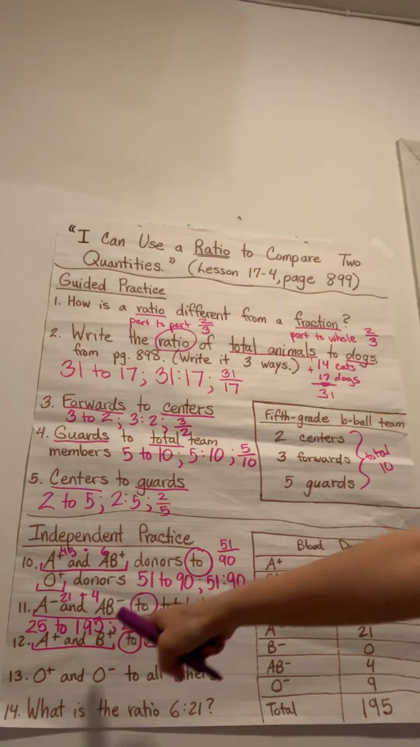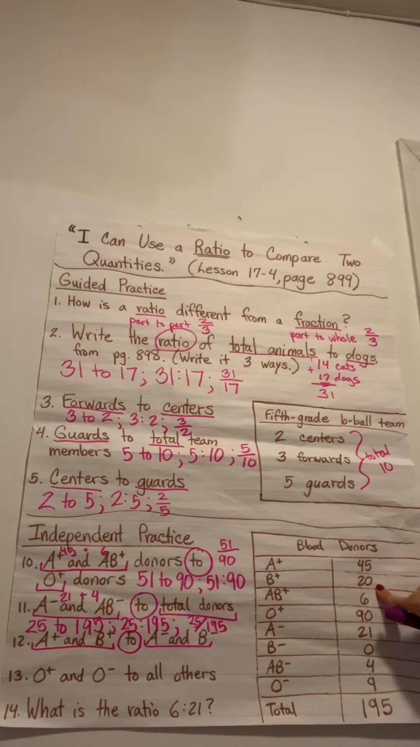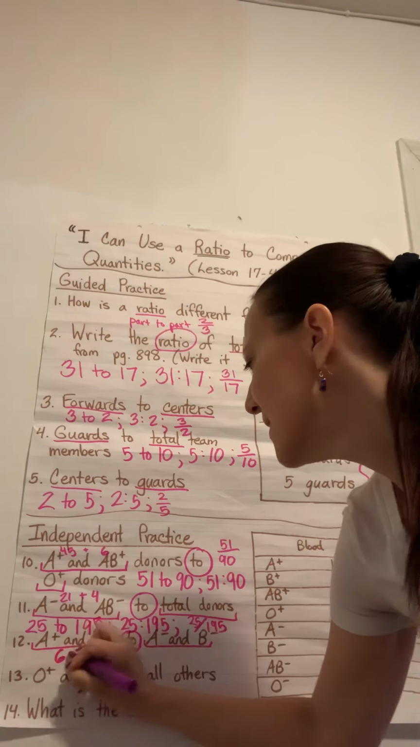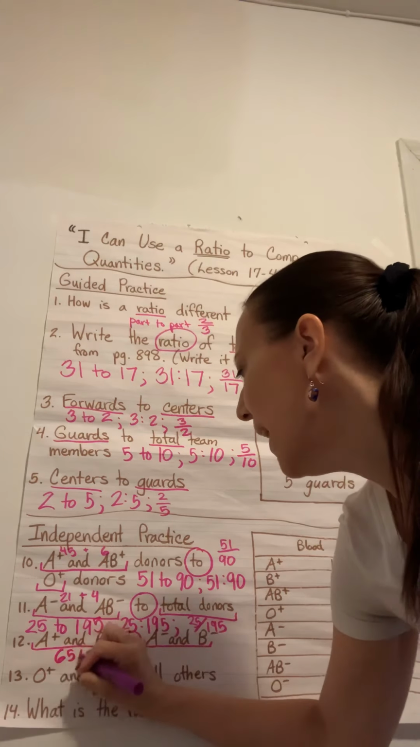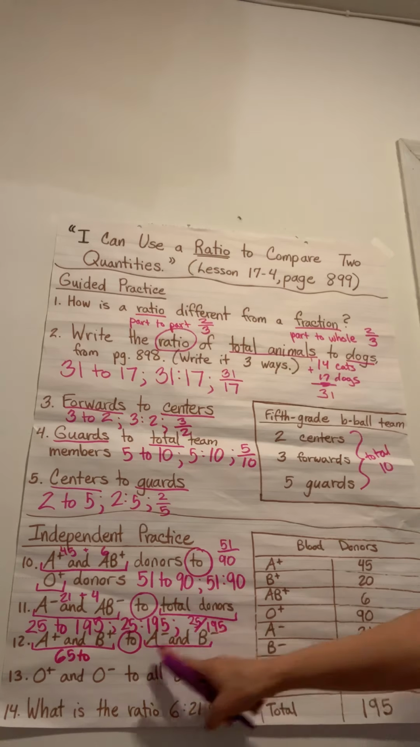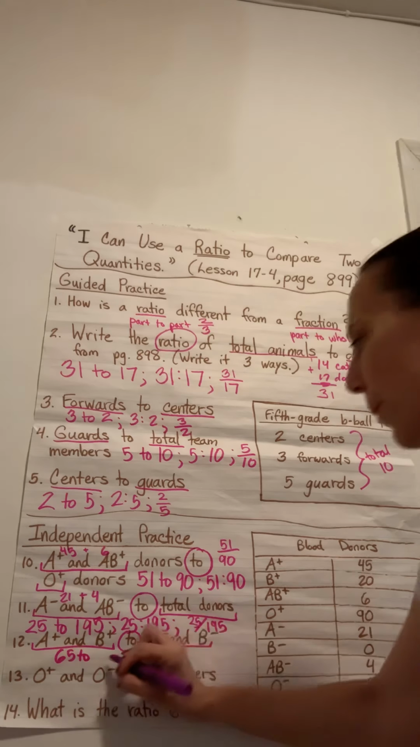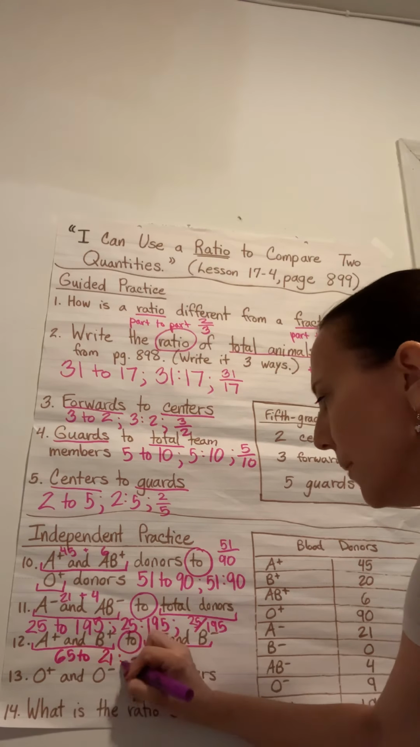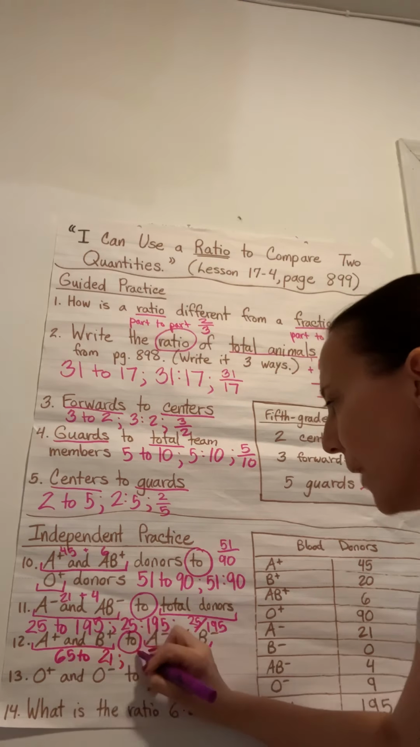So I have A positive and B positive. 45 plus 20 is 65. My second part is A negative and B negative. So 21 plus, oh no, that must be a very rare blood type because nobody had that. So that's really 21 plus 0. So it's just 21. And then I can write it with my colon and as a fraction.